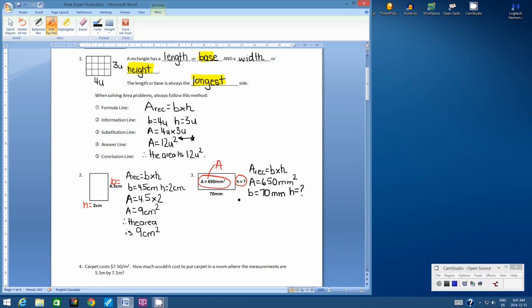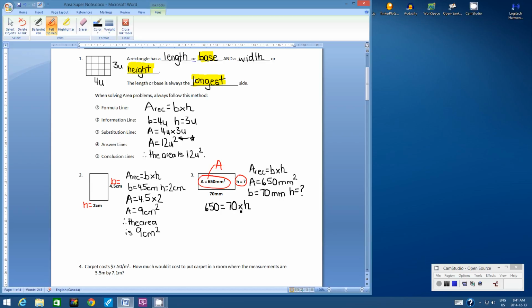Okay, let's go to line 3, the substitution line. So in this case, we know the area. It's 650. Equal sign comes next. Do we know the base? Yes, we do. We know that the base is 70, but we do not know the height. Okay, so we want to solve for the height.